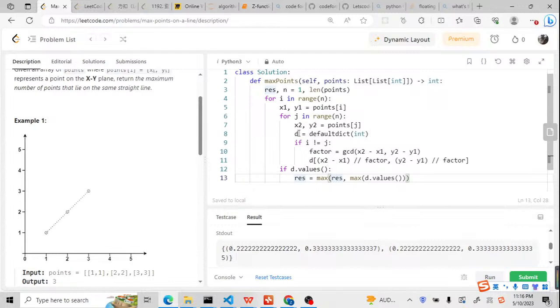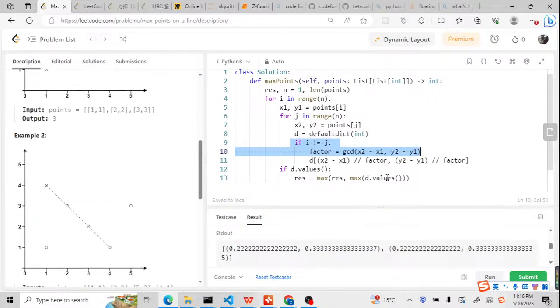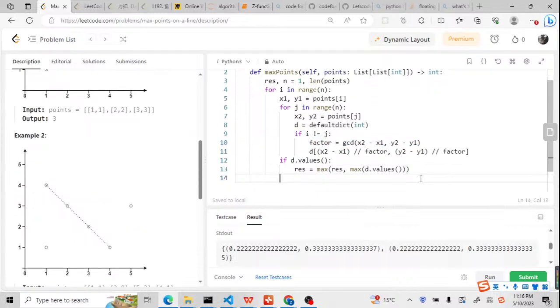So what is the time complexity? This is a for loop, and here is another for loop. Inside, we define a dictionary, and we just put all the points inside the dictionary. We didn't add any more loops, so the time complexity is just O(n squared), and n is 300 maximum. Now let's return the result, but we need to check the values.